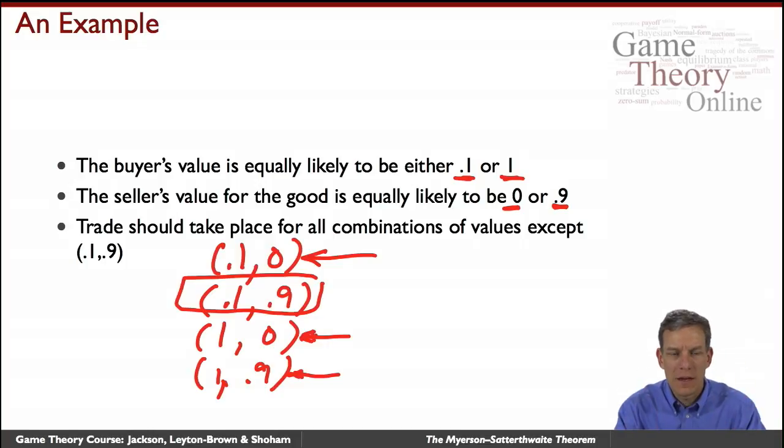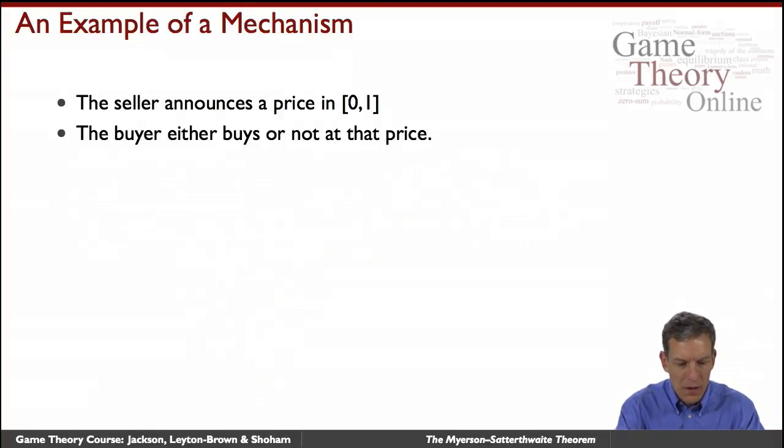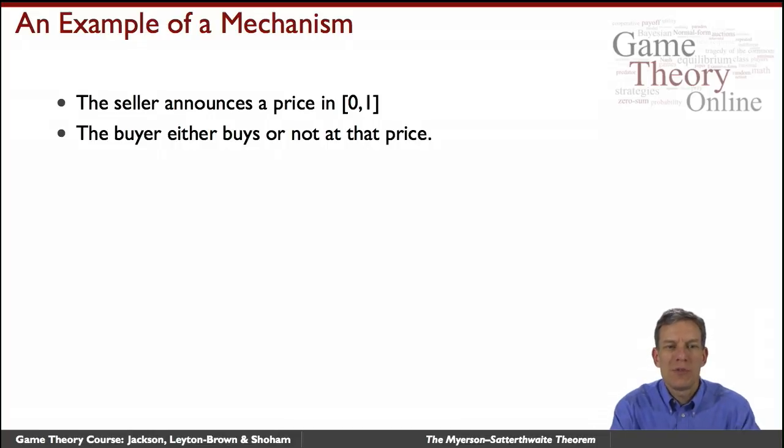Okay, that's the setting. Let's think of a mechanism here. Let's suppose that the seller gets to name any price. So this is a simple take-it-or-leave-it offer. The seller just puts out a price and says, here's my advertised price. I'm not going to listen to anything. You either say yes or no at this price. And the buyer either buys or not at that price.